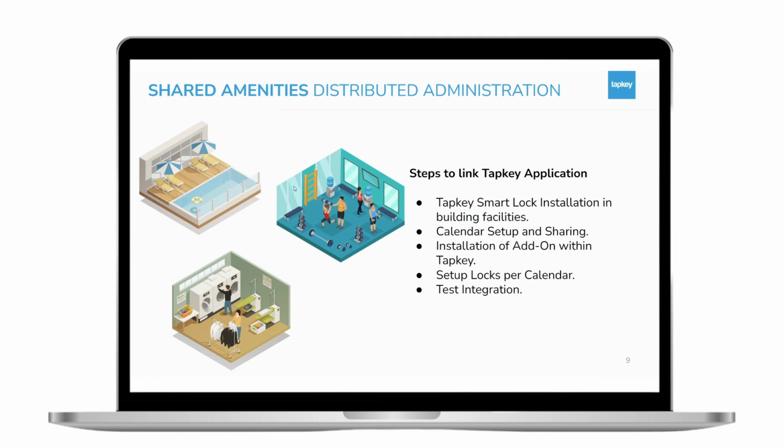which has some shared spaces, such as a swimming pool, a fitness center, and a laundry room. And we are going to follow the next agenda. We have as a precondition that Tapkey smart locks are already installed within the facilities. We are going to have a calendar set up, and we are going to share the calendar with all of the members of the residential unit. In these cases are all of the tenants and potentially all of the people living within the installations.